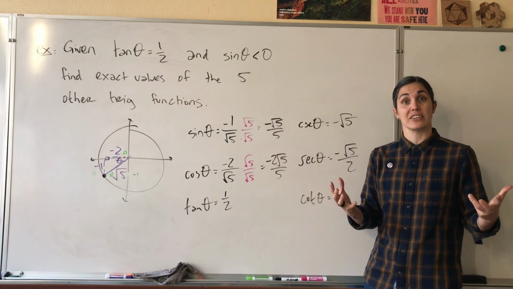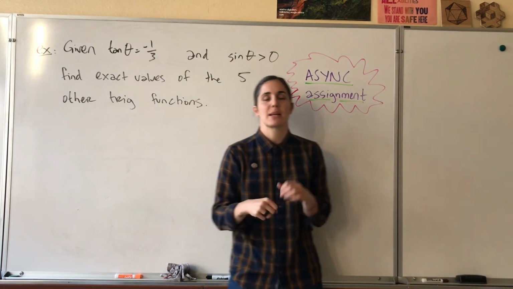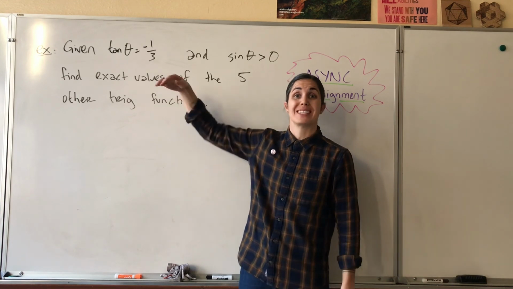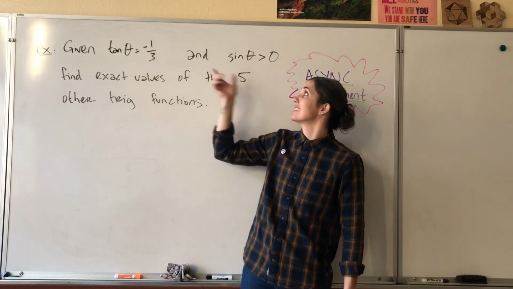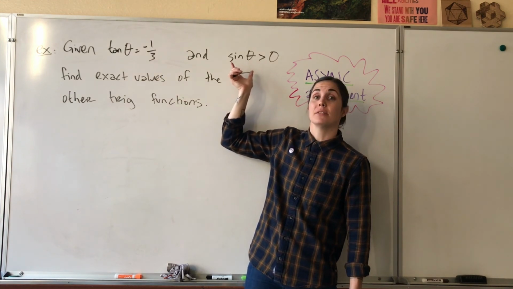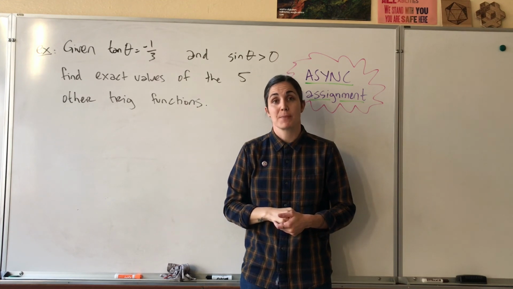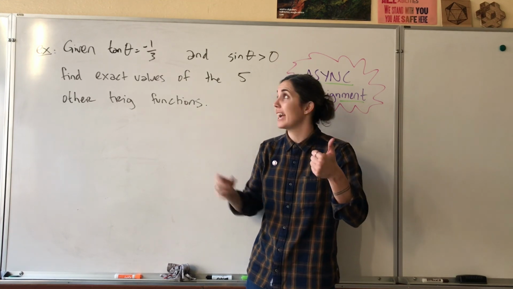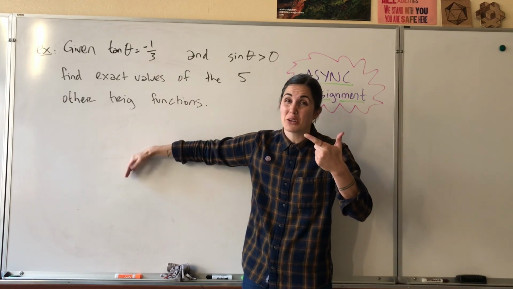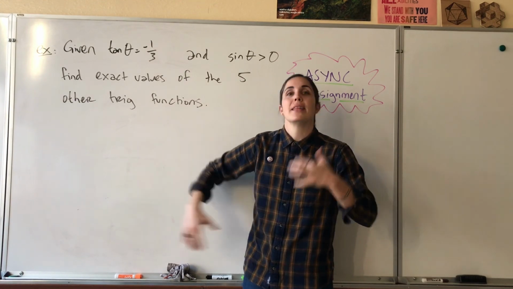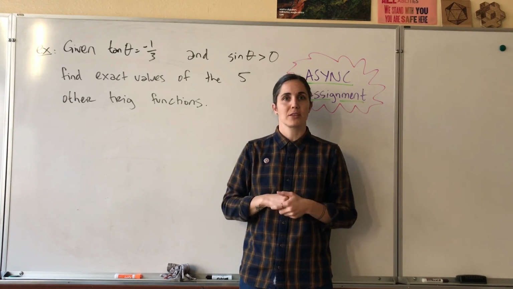Let's take a look at your asynchronous problem. So your asynchronous assignment for today, pretty similar. Given tangent of theta is negative 1 over 3, and sine is positive, find the exact values of the other trig functions. As a reminder, you'll need to first decide which quadrant we are in. You'll need to do Pythagorean theorem to find the hypotenuse, and then use your basic definitions to get sine, cosine, tangent. Flip them for the other 3.